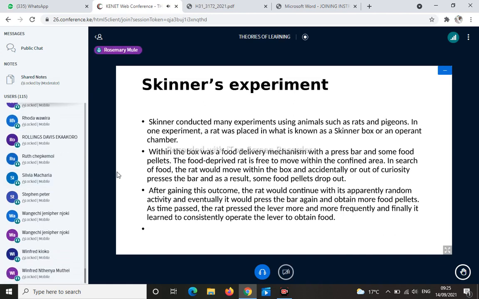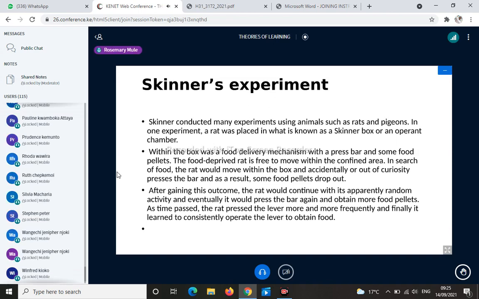And of course, we can see the first sentence says, within the box was a food delivery mechanism with a press bar and some food pellets. So the rat is within the box and it is hungry. So what do we see here? The rat is moving around the box in search of food.